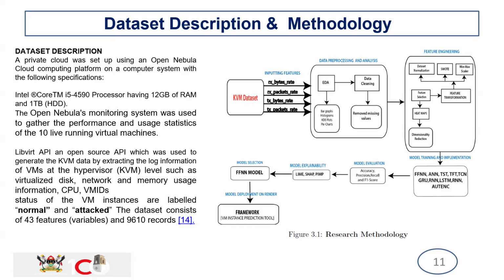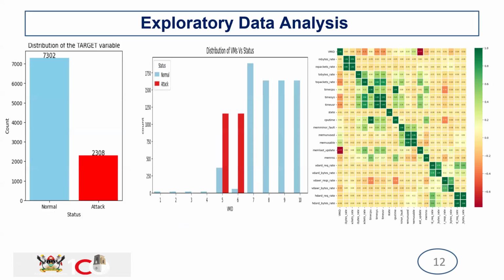And then the Libvirt API virtualization library was used to extract VM log information from the KVM hypervisor that was used for model training. It consisted of 9,610 rows and 43 features.